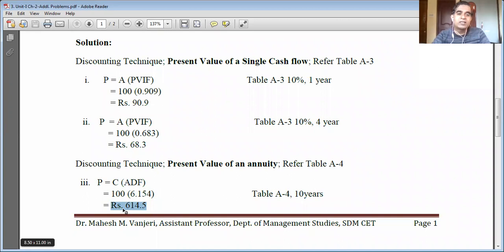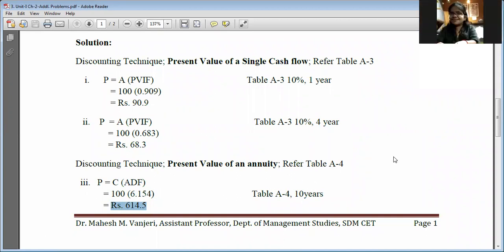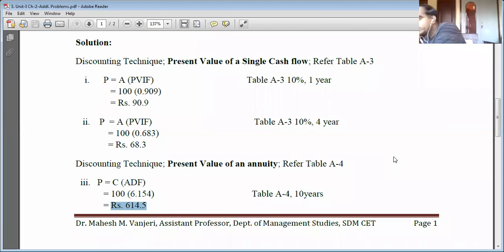So like this, you will have numericals. Any questions here? 2 problems we solved. This one is quite simple because they have directly asked, find out the present value of the following cash streams. Any questions? Anybody?